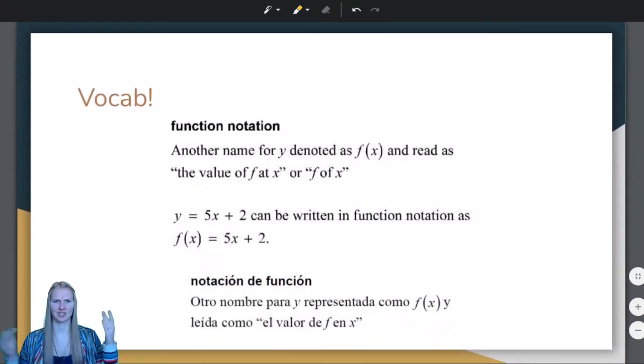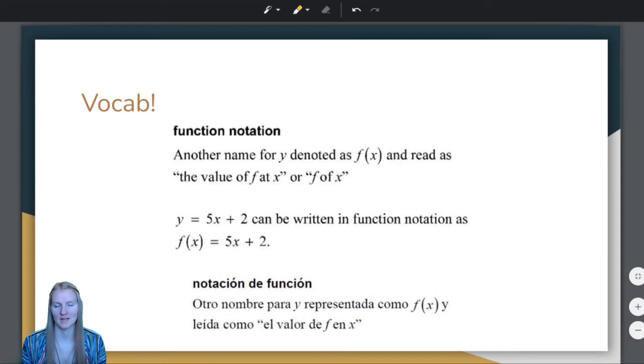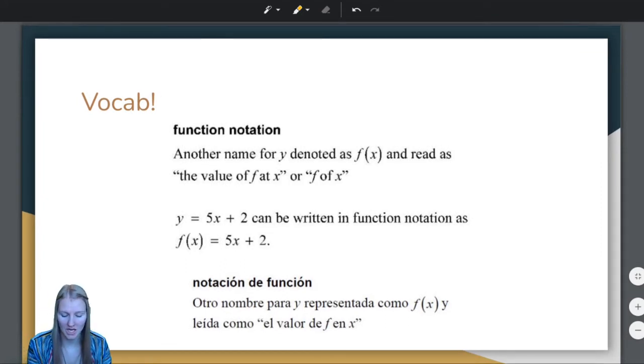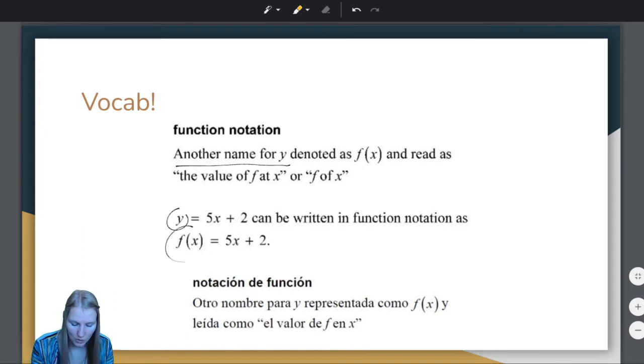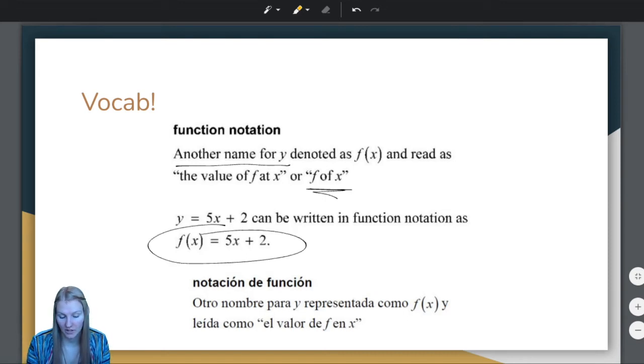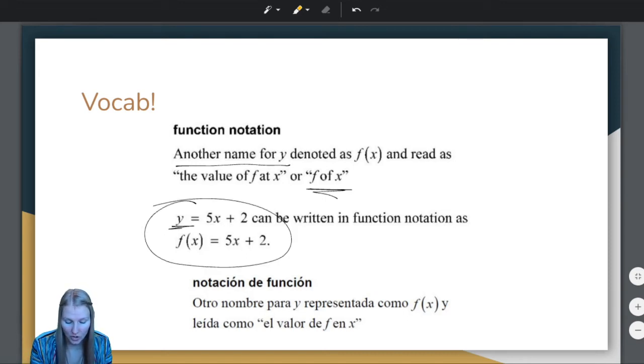But first, we need to know what on earth is function notation? We keep talking about it. What is it? So, function notation is another name for y. You might have y equals 5x plus 2. We've seen something like that before. But instead of writing y, we can write f of x. That's how we read this, f of x equals 5x plus 2. So it's the same thing. We're just writing f of x instead of y.